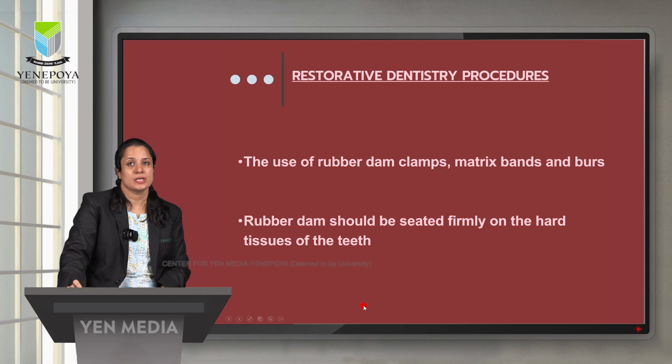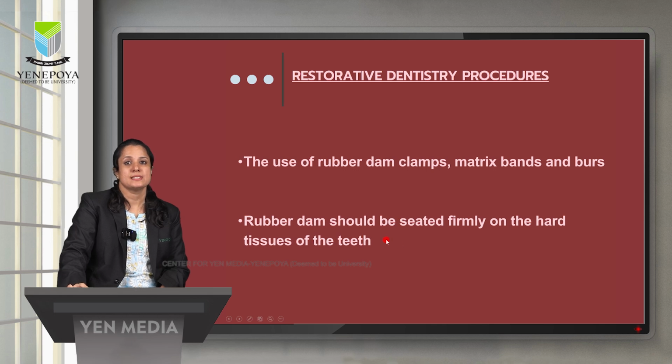Next comes the restorative dentistry procedures. When we place restorations and do cavity preparation, we use rubber dam clamps, matrix bands, and burs, which in turn can cause injury to the gingival soft tissues. It can cause laceration to the soft tissues. Although it heals fast, it is a temporary discomfort for the patient.